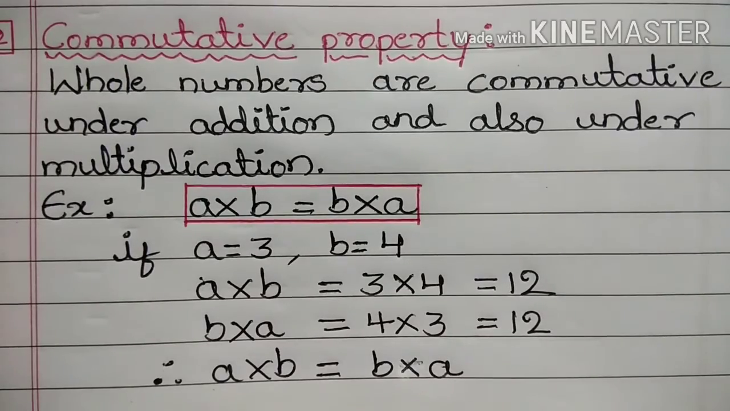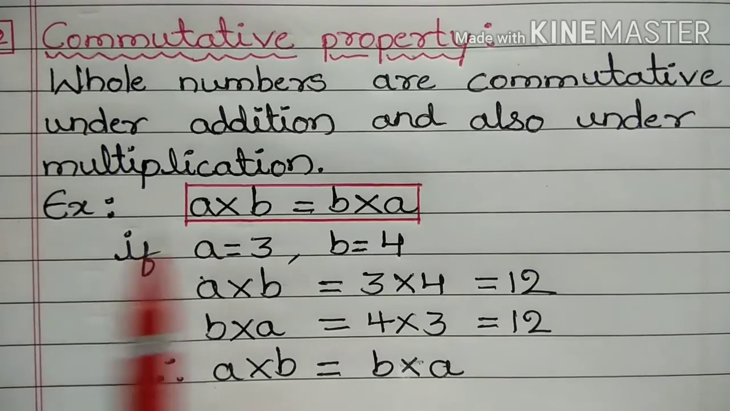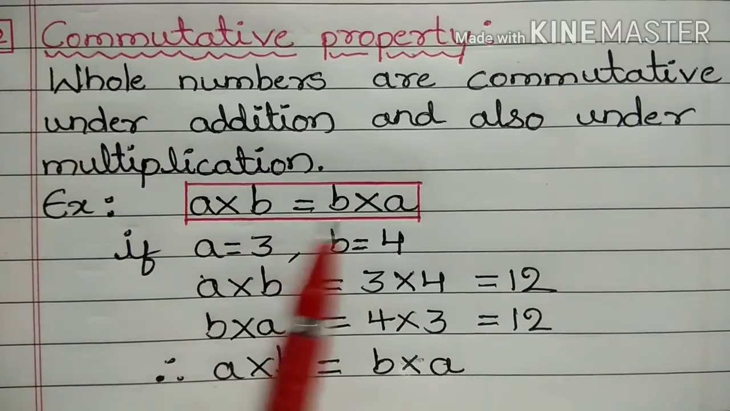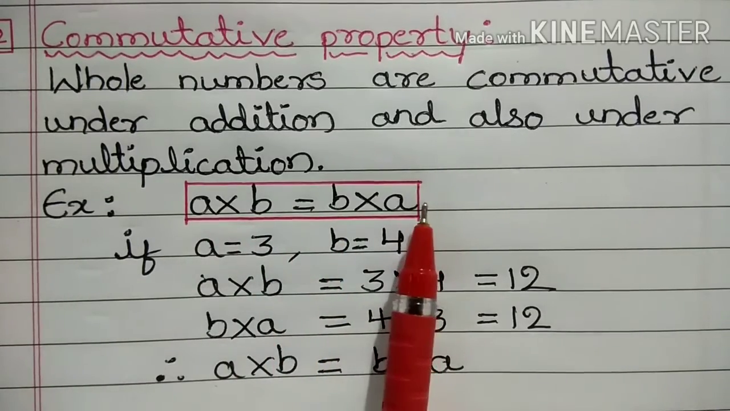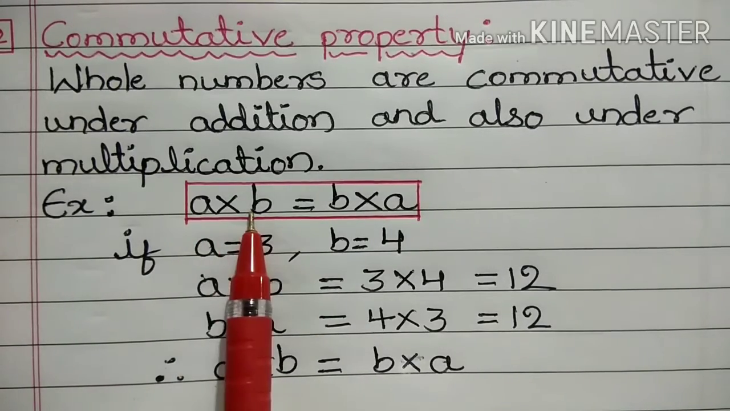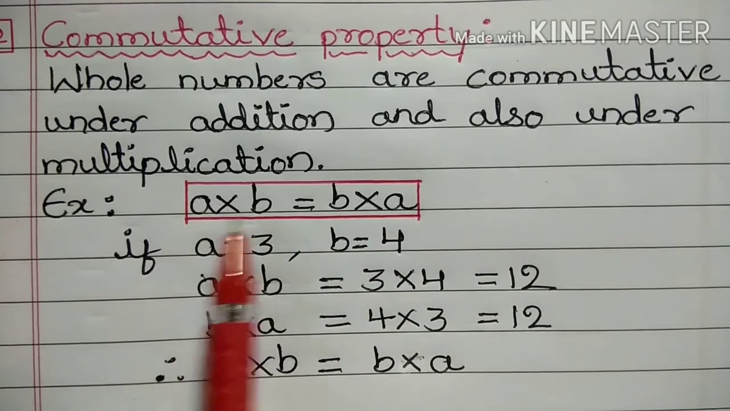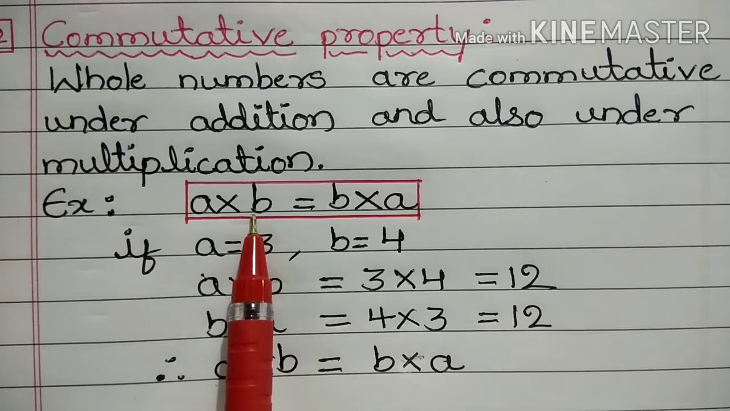Second one, commutative property. Whole numbers are commutative under addition and also under multiplication. So see here, for example, you can multiply two whole numbers in any order. The answer should be a whole number. So see here, A into B equals B into A. Here A and B are two whole numbers.